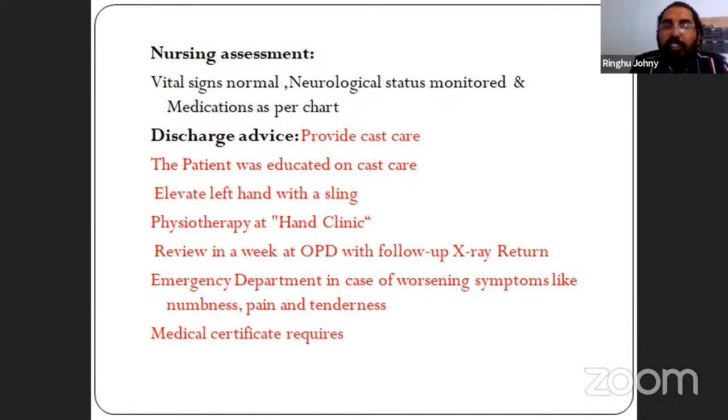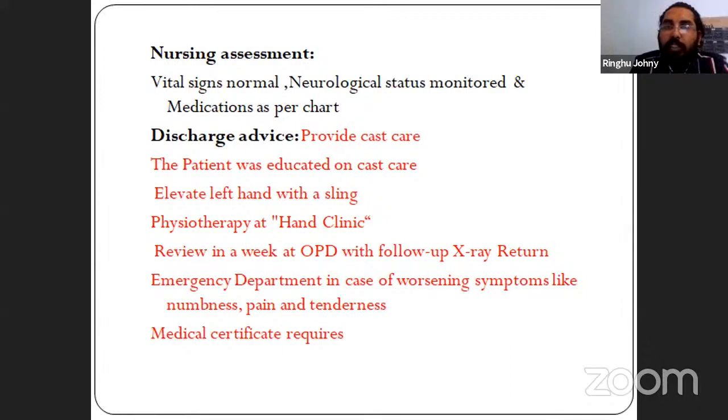Now he needs to elevate his hand with a sling. How can we write it? Kindly ensure he keeps his hand elevated with a sling, right? And attends, a double T, attends physiotherapy at hand clinic.